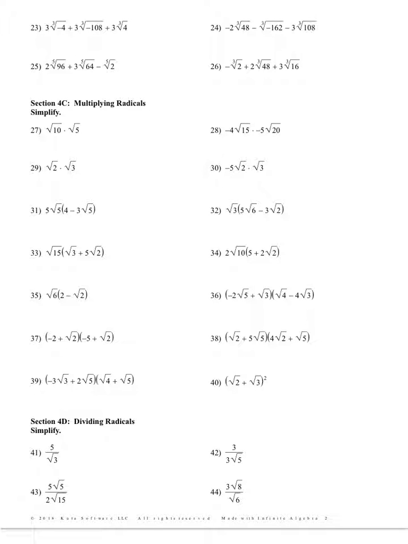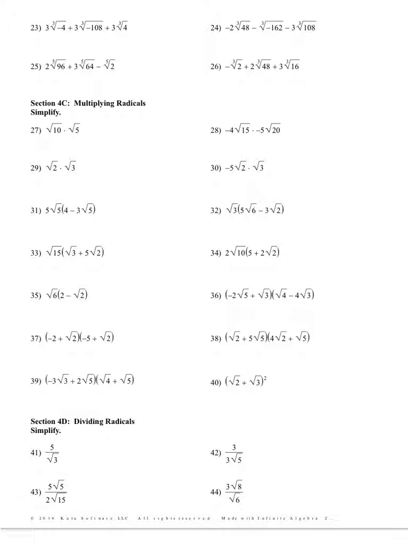Now we'll go on to section 4C. We'll look at multiplying radicals. Sometimes this involves distributing when you have one monomial radical times a binomial. Distributing, sometimes it involves foiling or distributing twice.